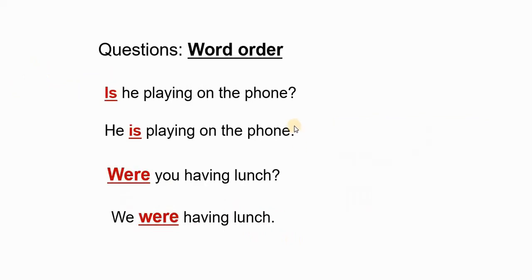Here's another example. Were you having lunch? So were comes before the subject you. Were you having lunch? And when you transform this into a statement, you will say, we were having lunch. So were comes after the subject we. We were having lunch.